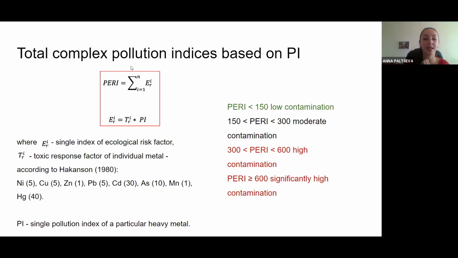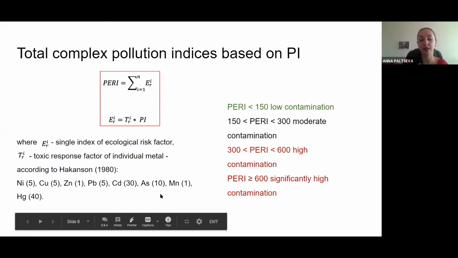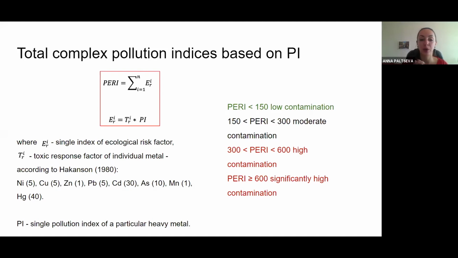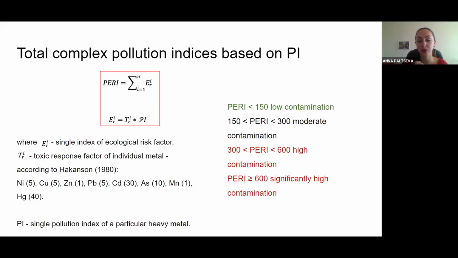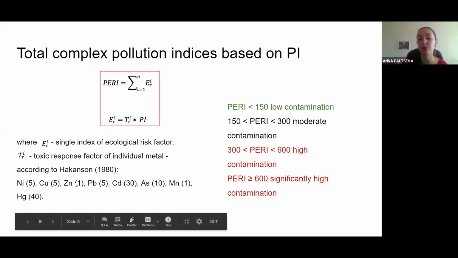So here we see that we use the T, it's the toxic response factor for individual metals. This scientist Hakanson in 1980 published a paper, proposed these values that you see here on the slide, and we will use these values as our toxic response factors, and only insert our own PI in this formula to calculate specifically for Moscow. But everyone who would like to calculate it in even other countries will always refer to his toxic response factor that he derived through his research. And again, here are the guidelines, what these values will mean.